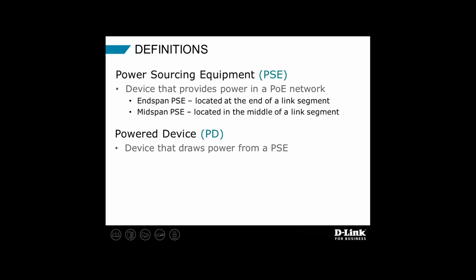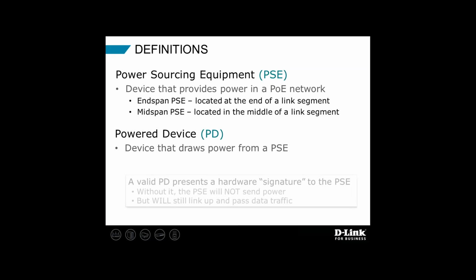The other acronym to define here is the PD, the powered device. And that's the device at the other end of the cable. It draws the power from the PSE. So we think a lot about IP cameras and wireless access points as 2 very common examples of PD. So in a PoE network, you'll always have a PSE providing the power and a PD which is consuming the power.